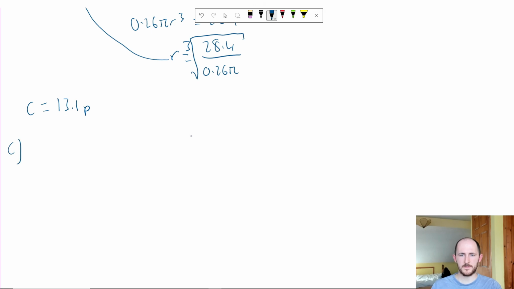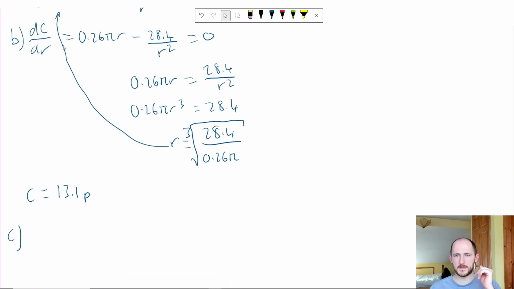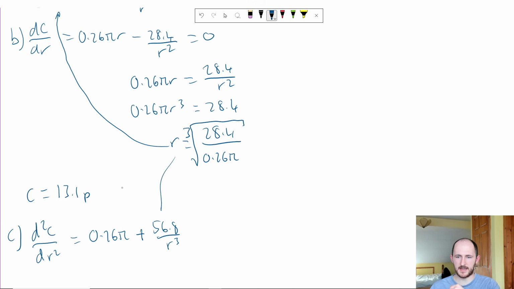Interesting. Verify that it's a minima. Yeah, figured. Verify it's a minima. So differentiate this thing again. We get 0.26 pi plus even, that would be 56.8 over r cubed. And if we sub in the value, sub in that into here, you will get that it is greater than 0. Therefore, it's a minima.